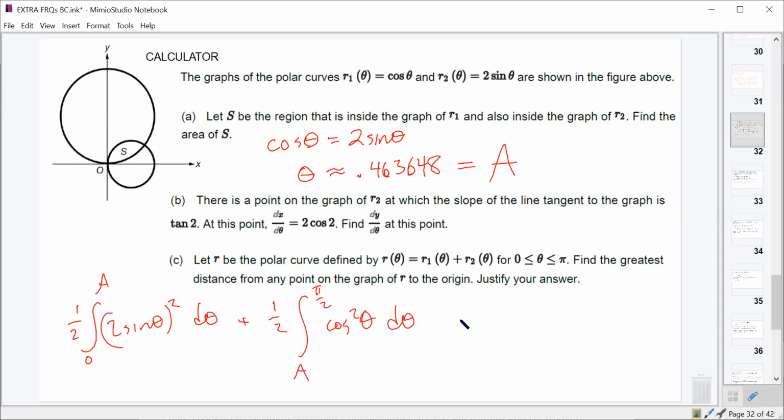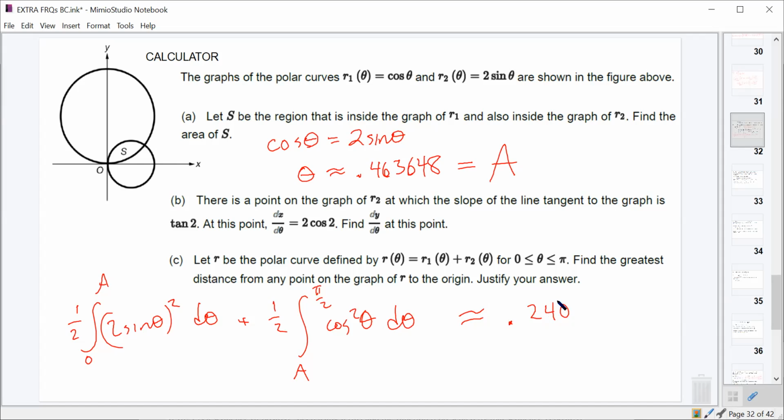Oh, and it asks us to evaluate it, right? To actually find the area. So what does that come out to be? Let me see here. Looks like that comes out to be 0.240.